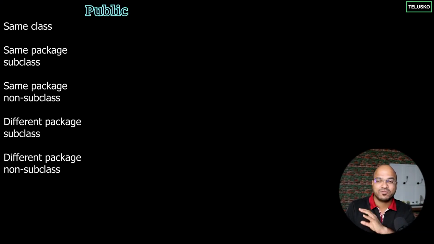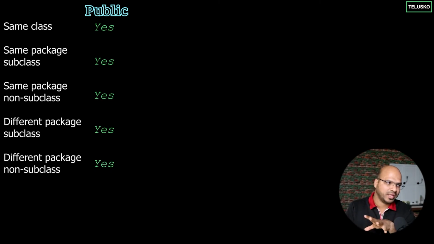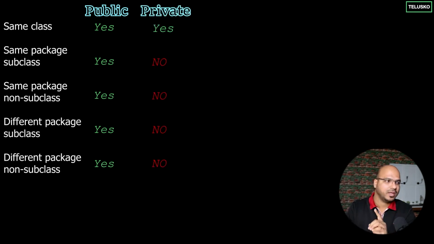Now let me reiterate. When you talk about public, it can be used from anywhere. You can see this table. Public can be used from anywhere. Private can be used from the same class. Now, apart from public and private, we have two more. Let's talk about those now.